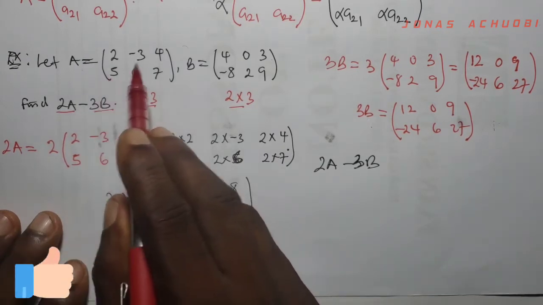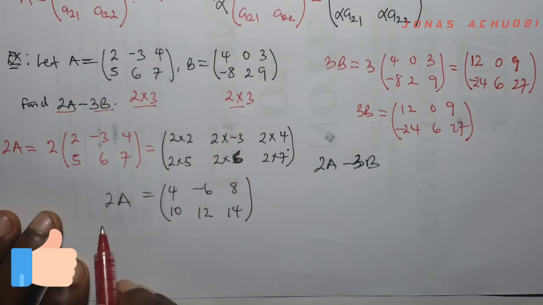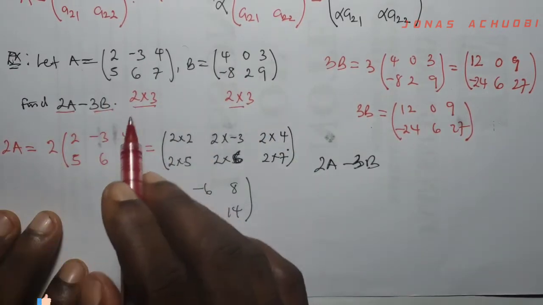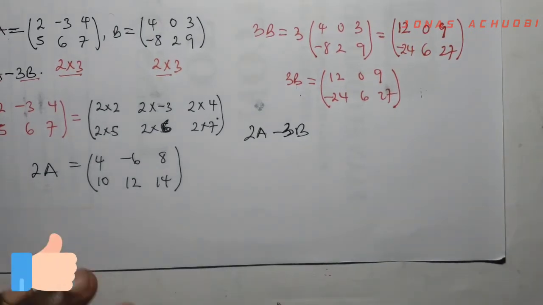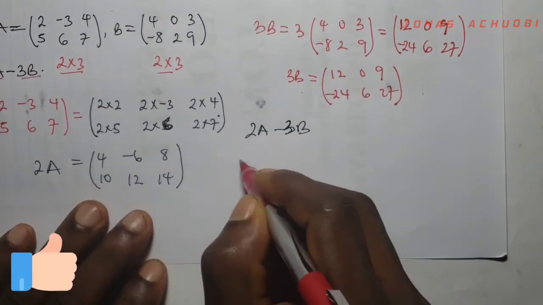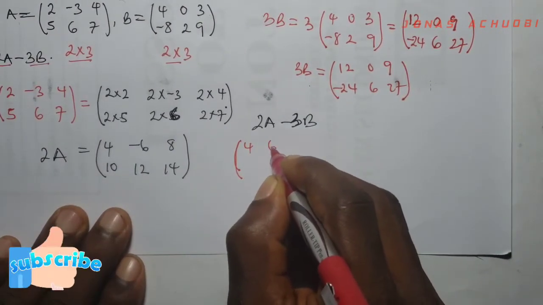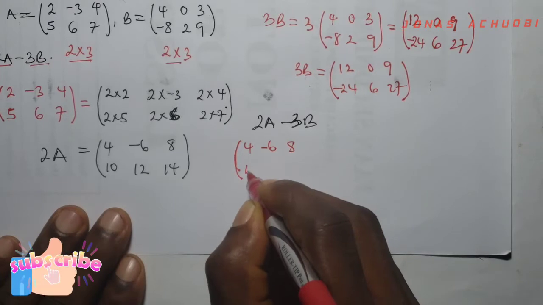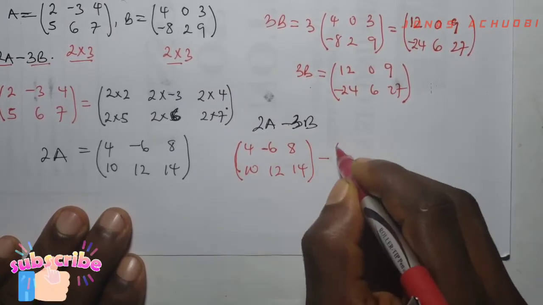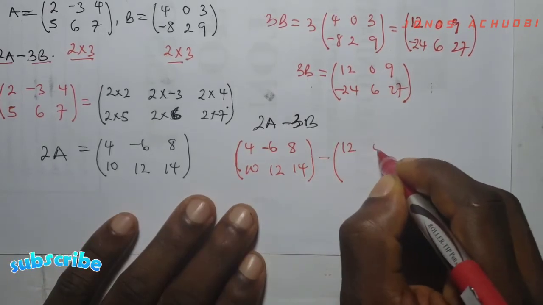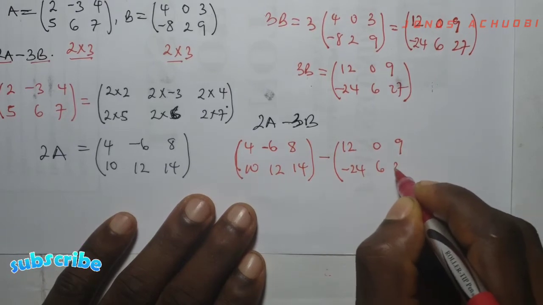So if matrix A, for instance, was a 3 by 2 matrix, and matrix B was a 2 by 3 matrix, then the dimensions would be different, and so matrix subtraction cannot be performed. I hope you remember that. Alright, so matrix 2A is what? 2A is this: 4, minus 6, and 8, 10, 12, and 14, minus 3B. 3B is 12, 0, and 9, minus 24, 6, and 27.